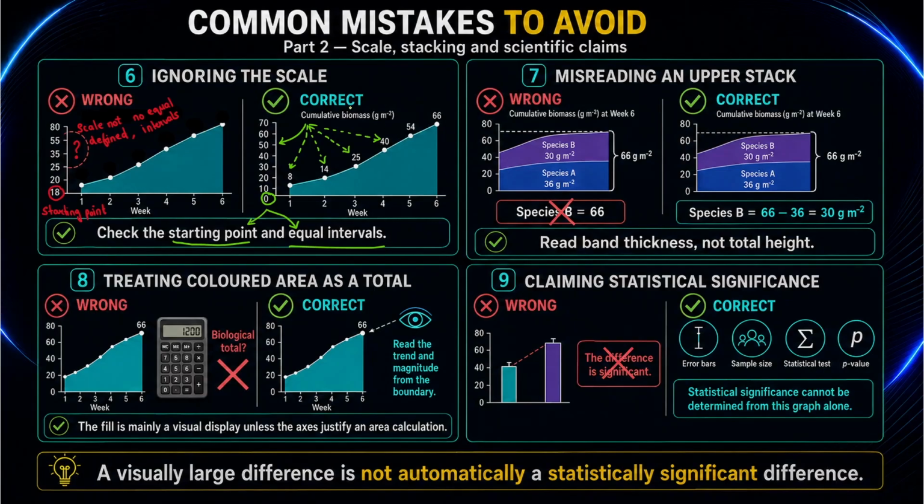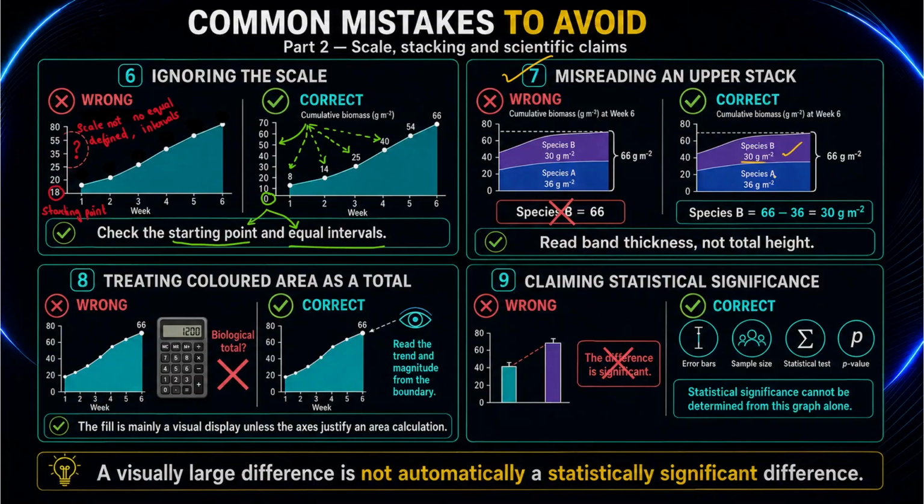Now let's continue with 4 more common mistakes. The 6th mistake is ignoring the scale. Always check the starting point and whether the intervals are equal, because a distorted scale can make the trend look misleading. The 7th mistake is misreading an upper stack. At week 6, the total height is 66, but species B is only the thickness of its band. 66 minus 36 equals 30 grams per square meter.